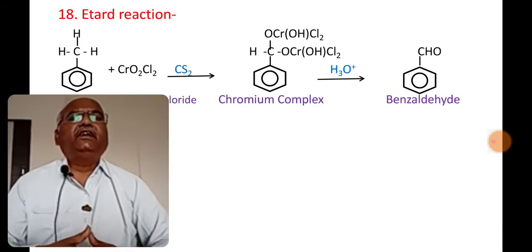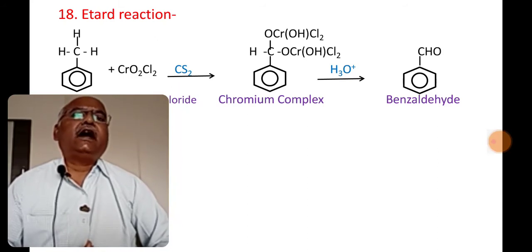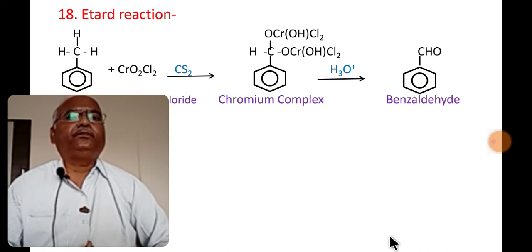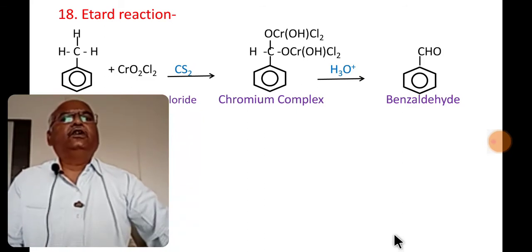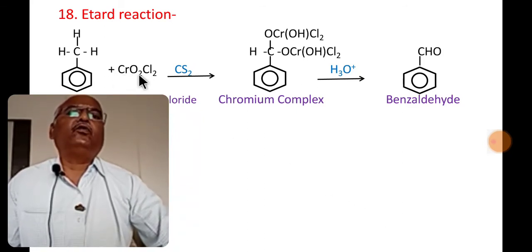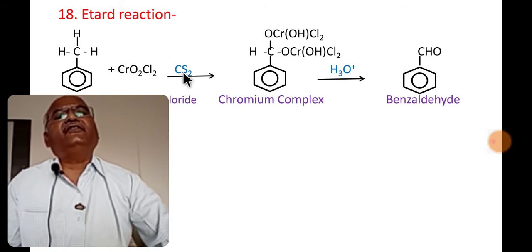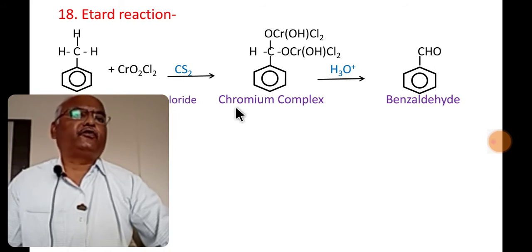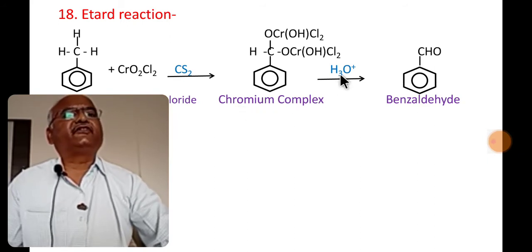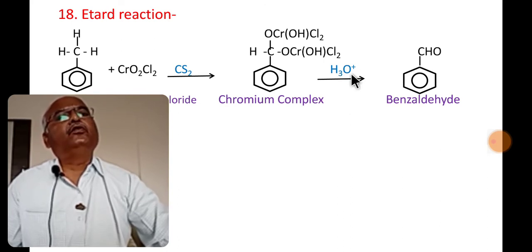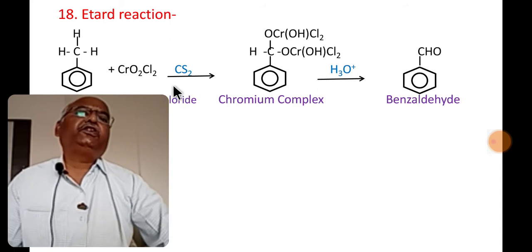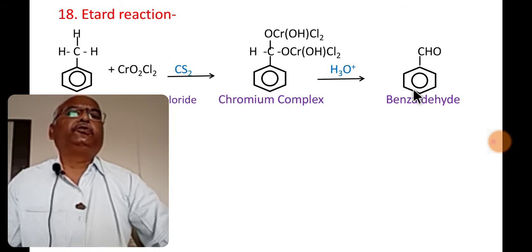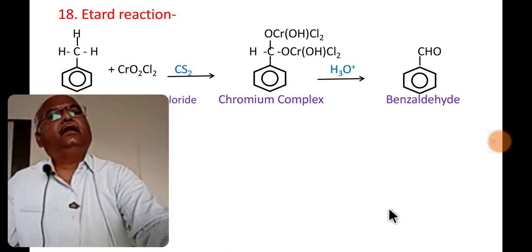Reaction number 18, Etard reaction. Here I have taken the example of toluene, that is methylbenzene. It is oxidized with chromyl chloride CrO2Cl2 in presence of carbon disulfide, and chromium complex is produced. This chromium complex on acid hydrolysis gives benzaldehyde. So Etard reaction is used to convert toluene into benzaldehyde.